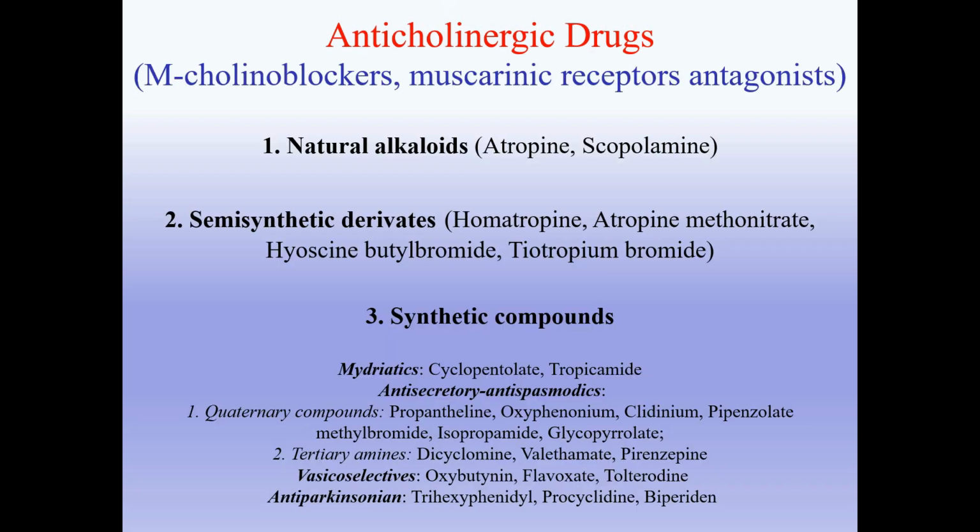The first group of anticholinergic drugs is M-cholinoblockers or muscarinic receptor antagonists. They are divided into, first, natural alkaloids: atropine, scopolamine; second, semi-synthetic derivatives: homatropine, atropine methonitrate, hyoscine butyl bromide, tiotropium bromide; and third, synthetic compounds, which are subdivided into mydriatics, antisecretory, antispasmodics, vasoselectives, and antiparkinsonian.